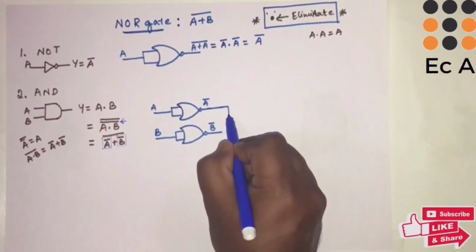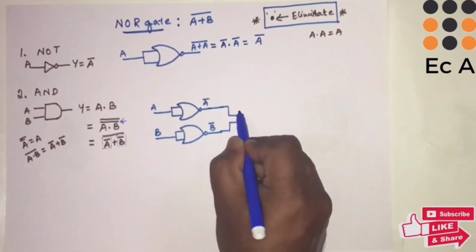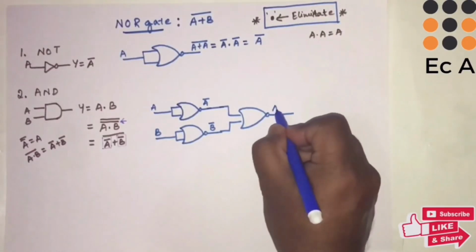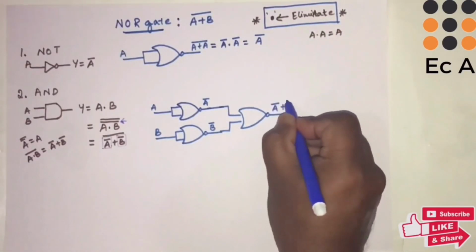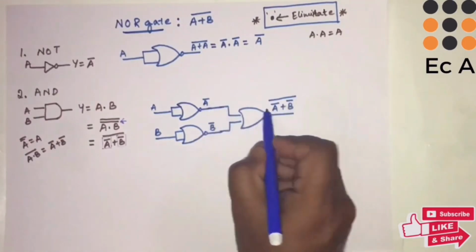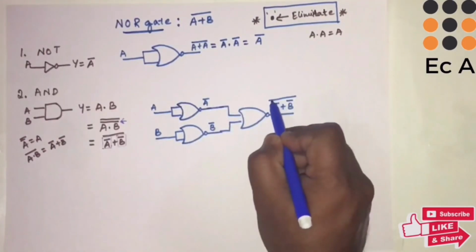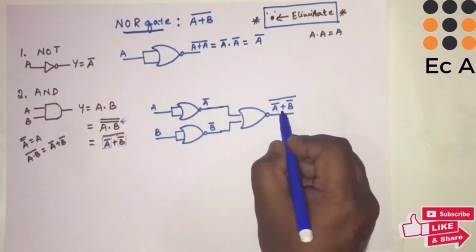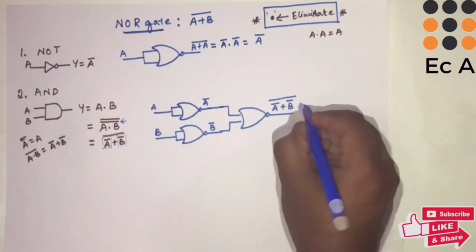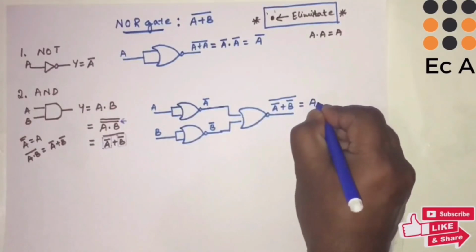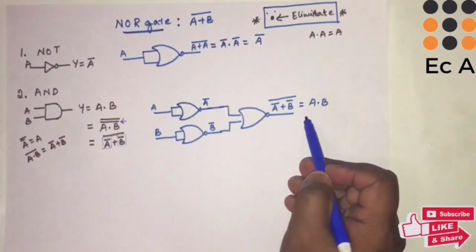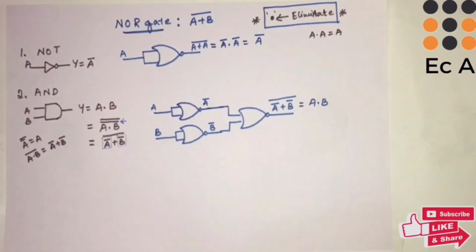So that's why we'll use one more NOR gate and the output will be A bar plus B bar whole bar. So first term plus second term whole bar is NOR operation. So we got this as A bar plus B bar whole bar, so which is same as A dot B. So we have implemented AND gate using only NOR gate.